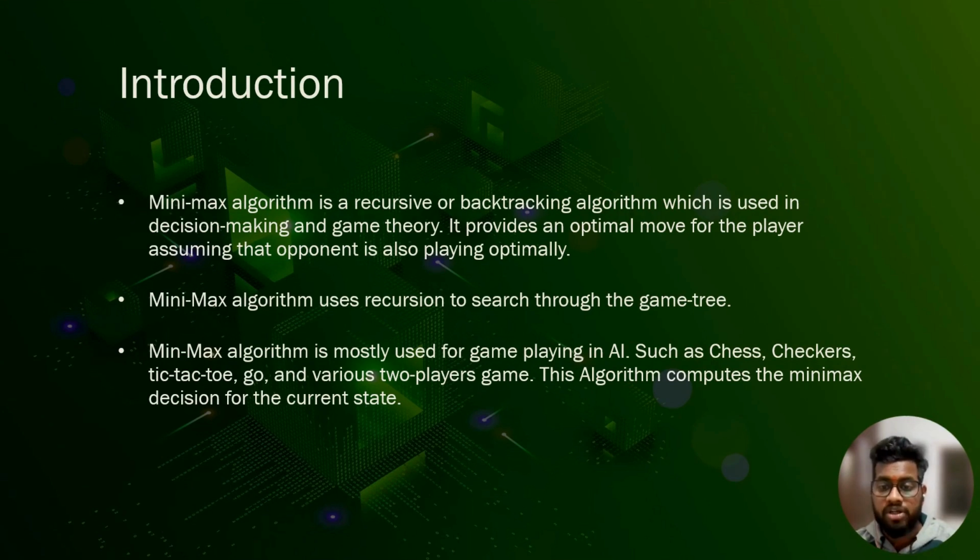We'll start with the introduction of the Minimax algorithm. The Minimax algorithm is a recursive or backtracking algorithm which is used in decision making and game theory. It provides an optimal move for the player, assuming that the opponent is also playing optimally. The Minimax algorithm uses recursion to search through the game tree. The Minimax algorithm is mostly used for playing games in AI such as chess, checkers, tic-tac-toe, and various two-player games. This algorithm computes the minimax decision for the current state.